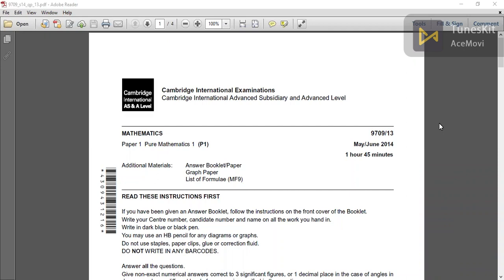So today I shall discuss the Paper 1 Pure Mathematics 1 Mathematics with the code 9709-13. So this is the paper of May-June 2014, as you can see. Okay, let us just start from number 1.